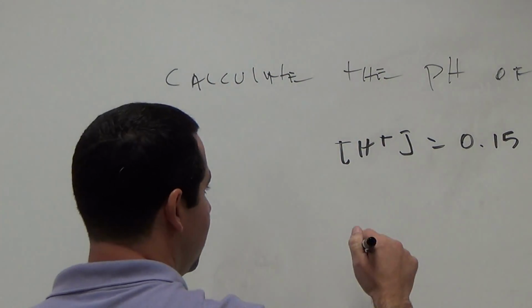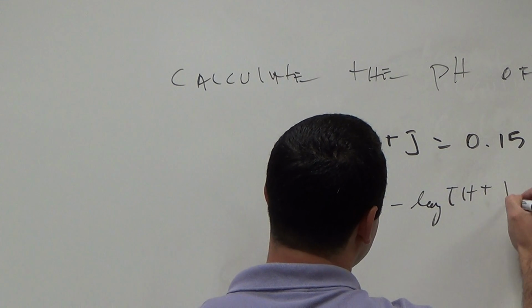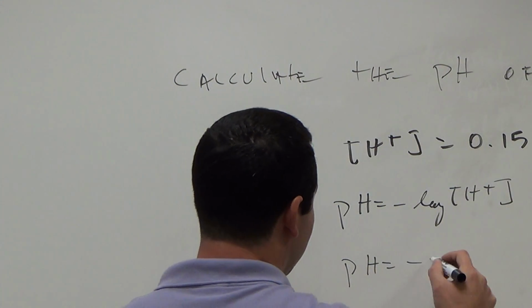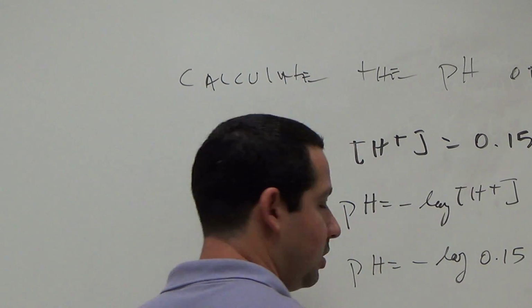So that's the concentration of H plus. All I have to do is negative log of H plus. So the pH is the negative log of 0.15. How much is that, Ms. Rodriguez?